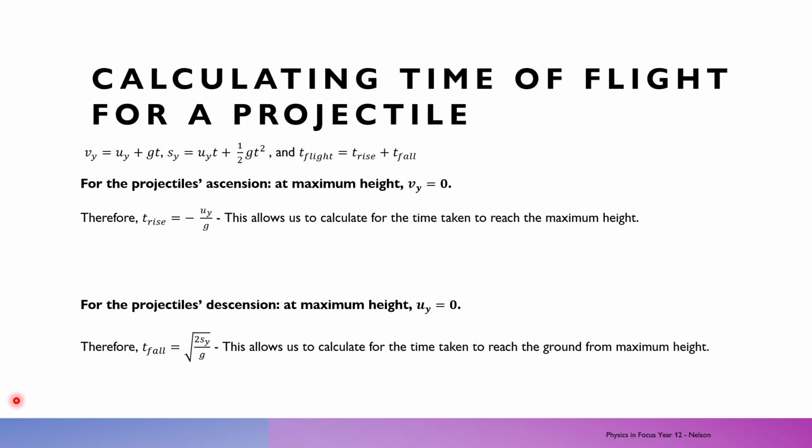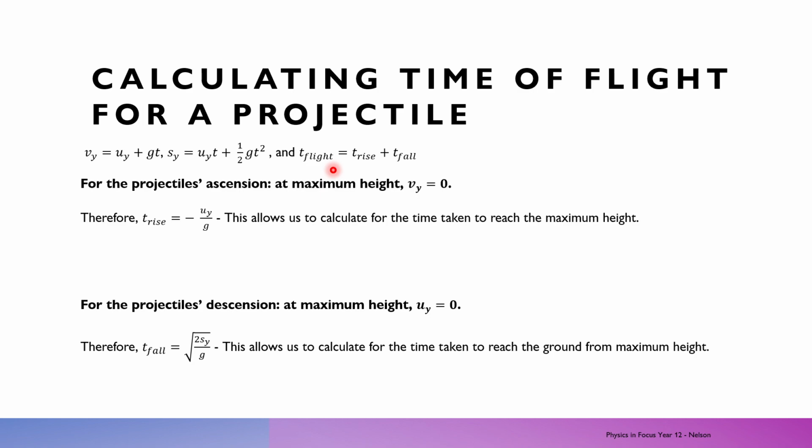So if we want to calculate the time of flight of a projectile, there are a couple of formulae that we need to take into consideration. First off, that Vy is equal to Uy plus Gt, and that Sy is equal to Uyt plus a half Gt squared. Furthermore, a concept that we need to consider is the idea that the time of flight of a projectile is going to be equal to the time taken for the projectile to rise to its maximum height, plus the time taken for that projectile to then fall from maximum height back down to the ground.